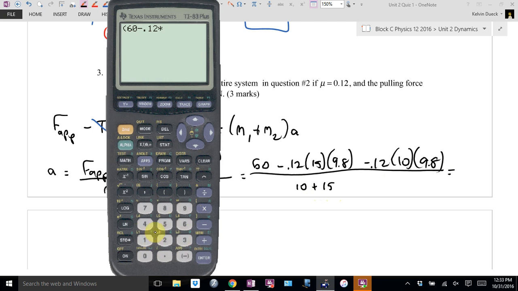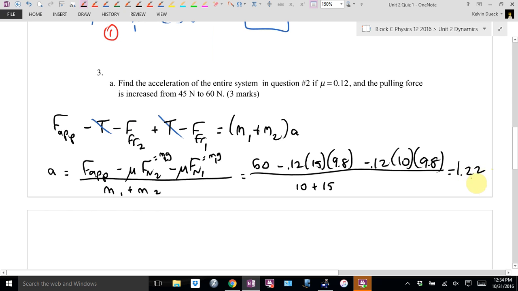0.12 times 15 times 9.8 minus 0.12 times 10 times 9.8. Double check my typing. Missed the 1 up there. Divided by, I'm going to be bad and add those in my head, 25. Do you get 1.224, 1.22? And it's an acceleration, so it's going to be meters per second squared. Meters per second squared. Full marks if you got that.